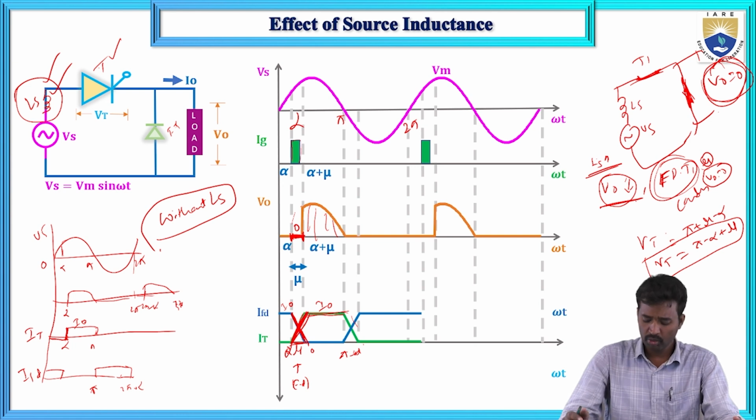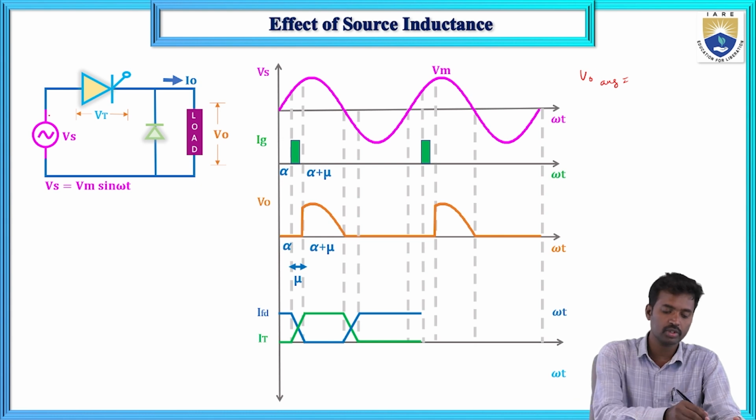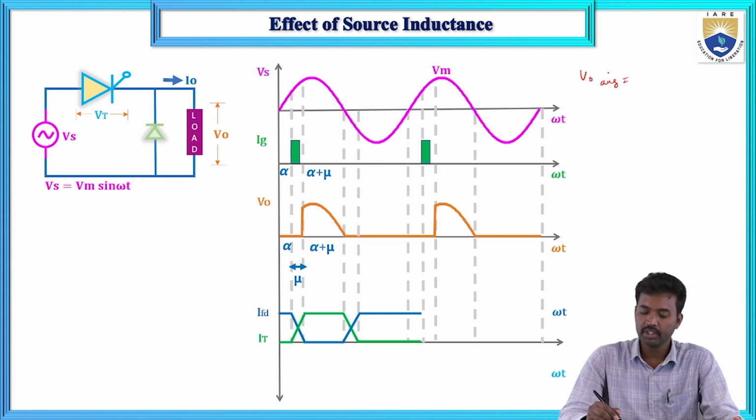Now, another thing: what about the output voltage? The output voltage V naught average equals V naught old one. Without source inductance, what is the output voltage here? Without source inductance, V naught average equals 1 by 2 pi integral from alpha to pi of Vm sin omega t d omega t. That equals Vm by 2 pi times (1 plus cos alpha). So this is V naught average, the old one.